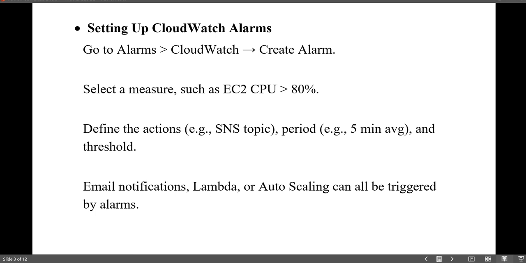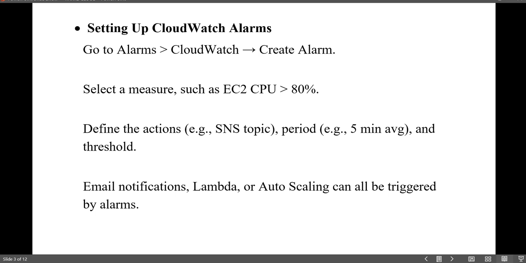First one is setting up CloudWatch alarms. Go to CloudWatch and create an alarm. Select a metric such as EC2 CPU. Define the actions, period, and threshold. Email notifications, Lambda, and auto scaling can all be triggered by alarms. Alarms help us monitor critical metrics like CPU utilization and memory usage.